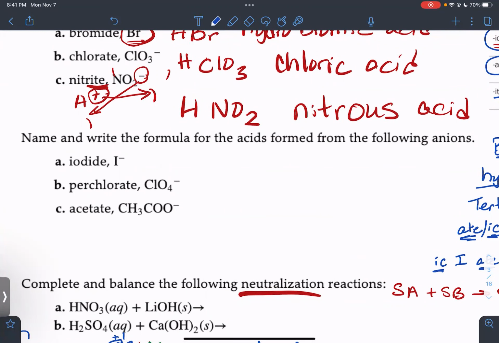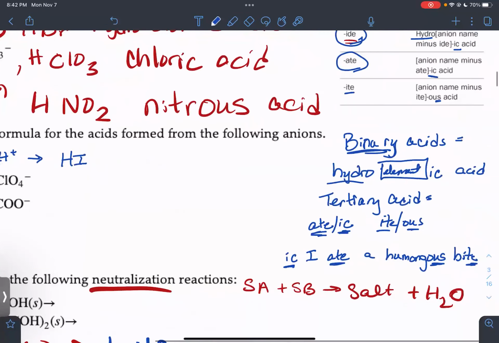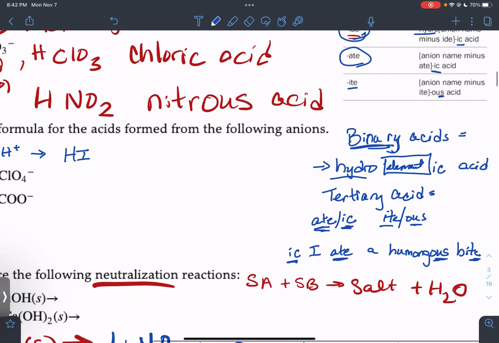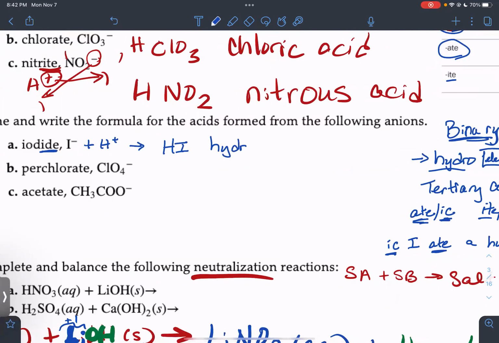So we have iodide, that's the iodide ion, right? So this is just iodine, and then we need to make the acid. So in order to make the acid, all you have to do is add H plus to it. And so what are we going to get? We're going to get H plus and I minus, the charges swap, right? So you're going to get HI. This is only 2 elements, so it is a binary acid. So we're going to use this little naming system: hydro, the element, and then ic acid. So this is hydroiodic.